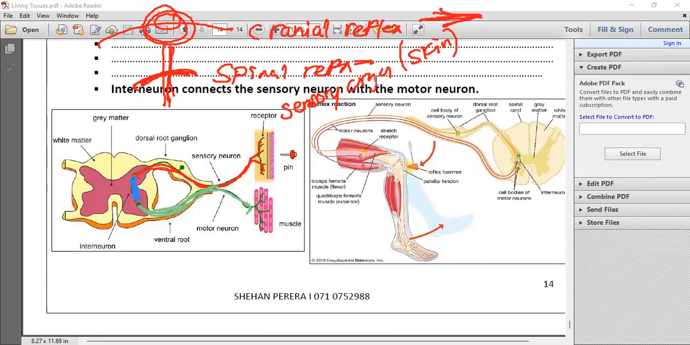Yeah. So I have an issue, which is: what is the fastest way of transferring the signals? Is it cranial or spinal?